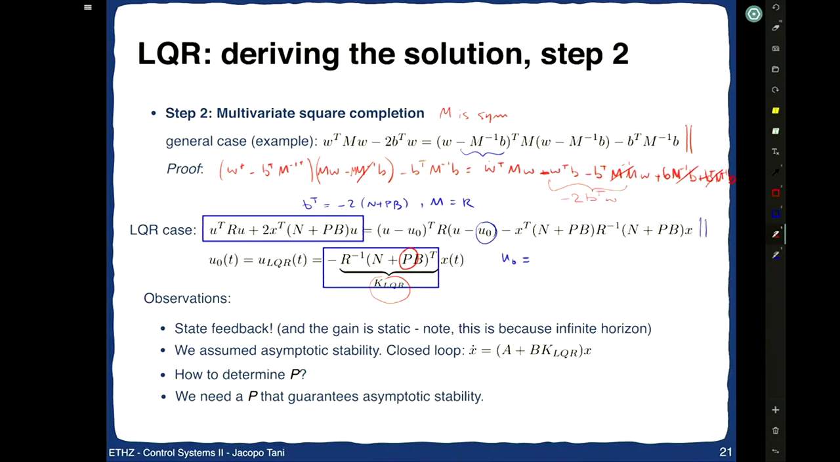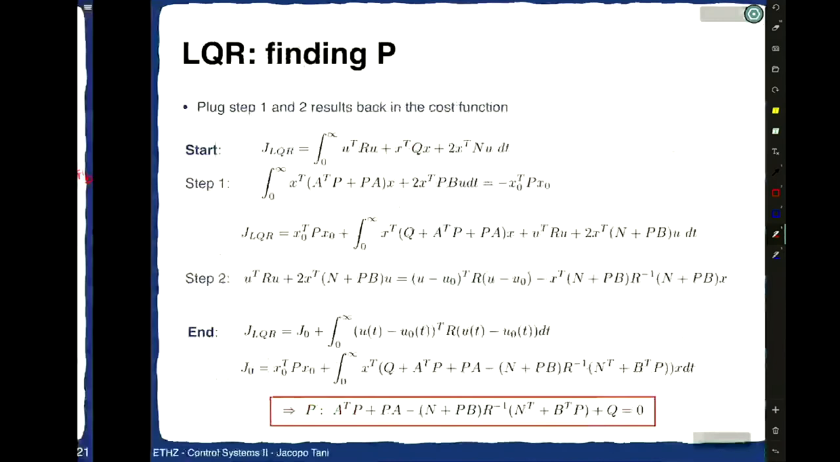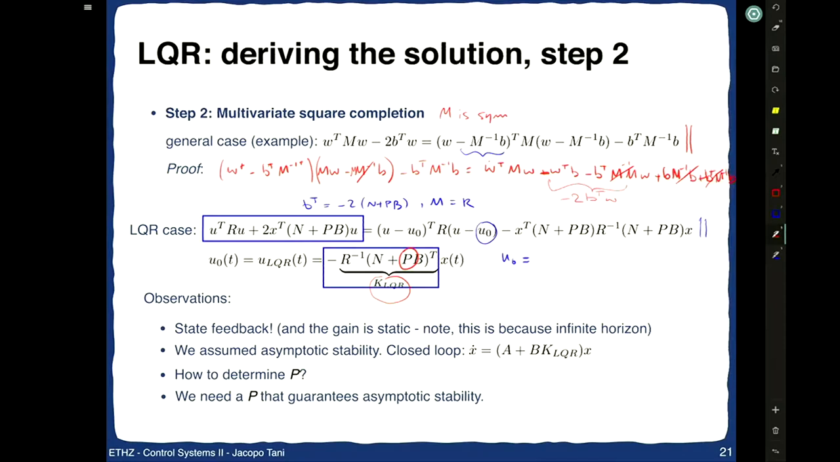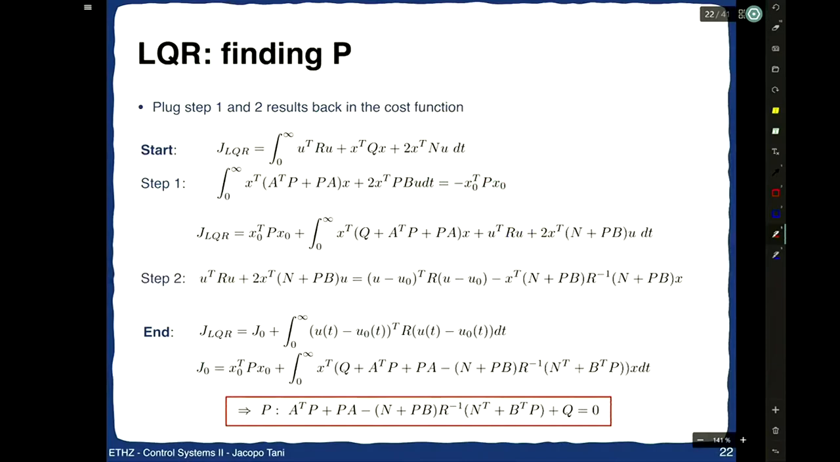So first, let's rewrite things together, and let's see if we find any hint that could help us determine what P is. And remember that we assumed two things about P. We said it was symmetric, and we said that it had to guarantee asymptotic stability of the system. So the question now becomes, what is P, and how do we get it to actually do what we assumed it should do? So we have determined these two equations, and now we just want to plug them back into the original problem and try to see what happens.